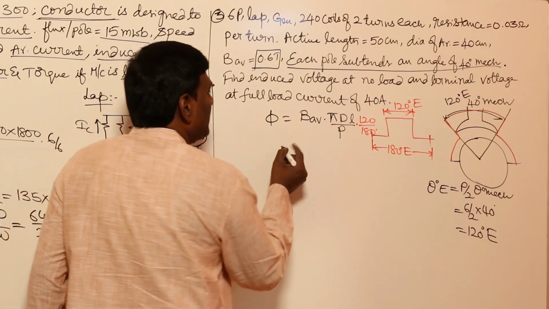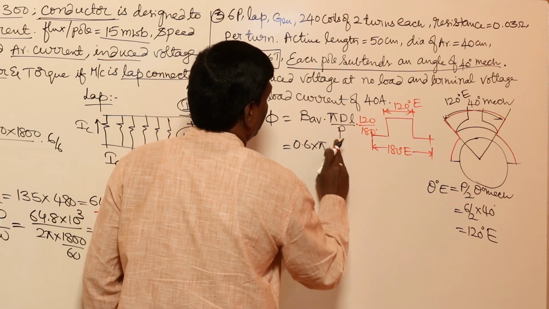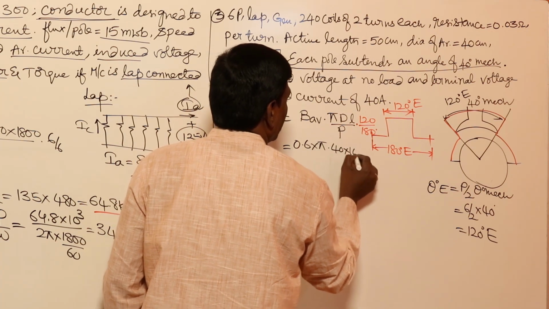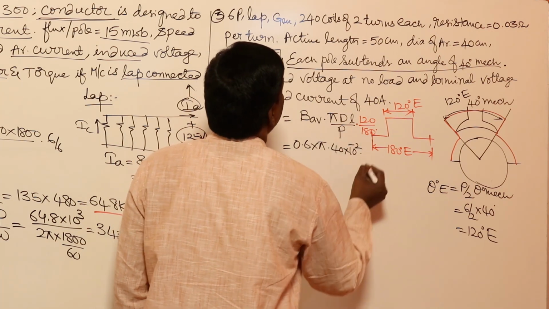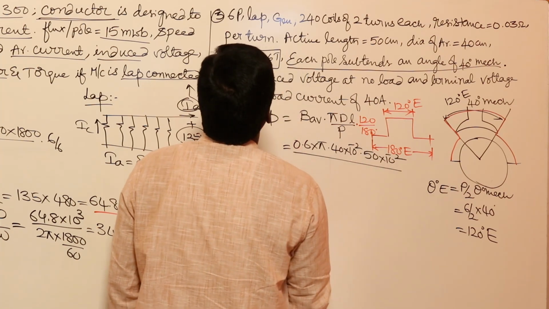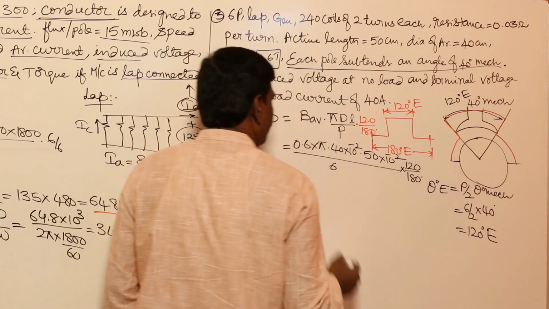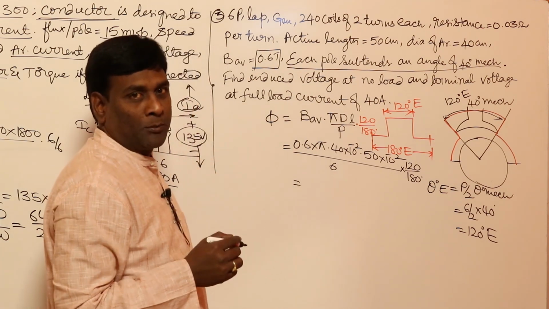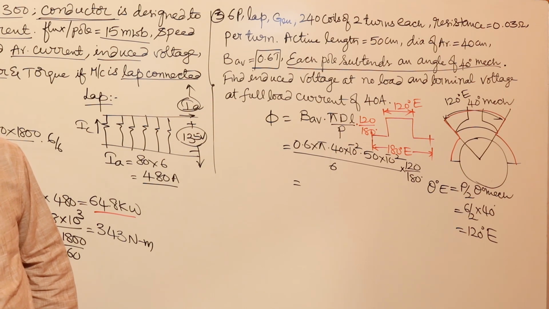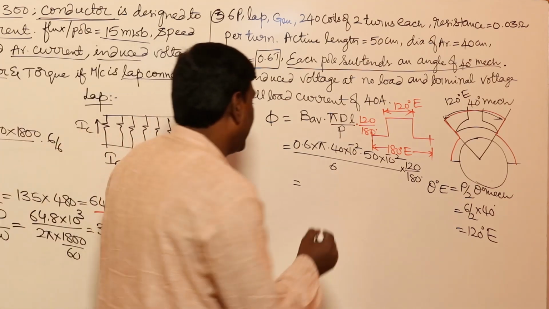So let us calculate what is B average. 0.6 into pi. How much is diameter? Actually the diameter is 40 centimeters. 40 into 10 to the power of minus 2, into what is length? Actually 50 centimeters. 50 into 10 to the power of minus 2, divided by number of poles 6, into 120 by 180. Is going to be the average flux per pole. So this average flux per pole is going to be 0.0418.